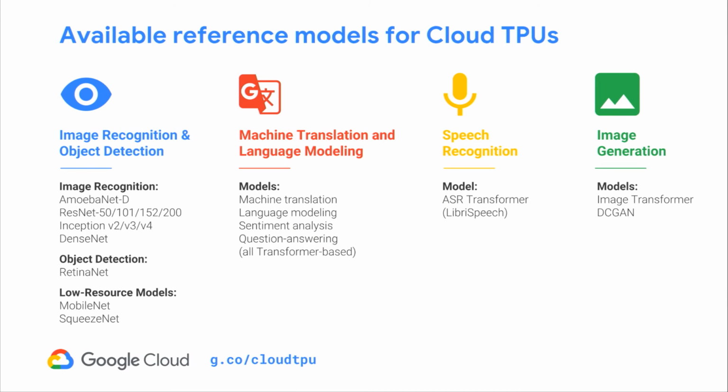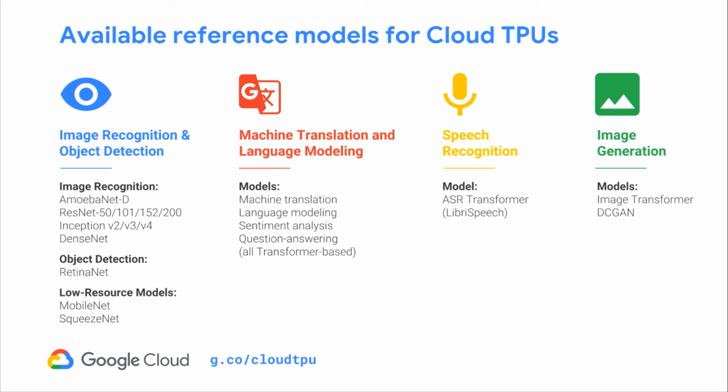So to give you a sense of the reference models, a snapshot that we have today, we've got the kinds of image recognition models that I've already discussed off to the left, including this state-of-the-art AmoebaNet model. We've also got various sizes of ResNets and inception models of V2, V3, and V4. But we've also got object detection with RetinaNet that helps you find multiple objects in an image. We've got low resource models like MobileNet if you want to then deploy your model out at the edge on a phone or a vehicle or some other device.